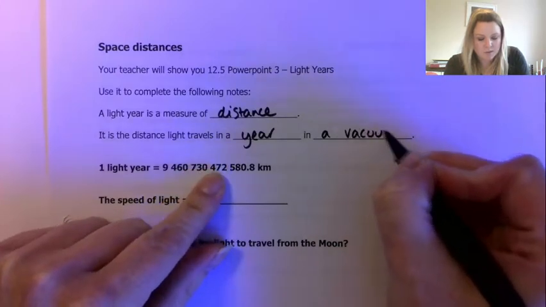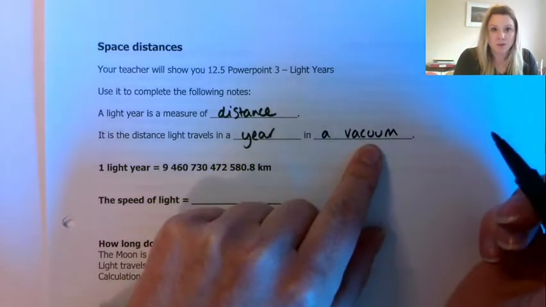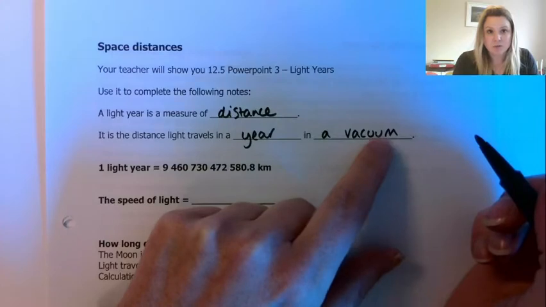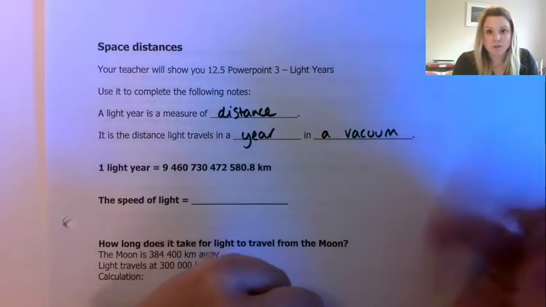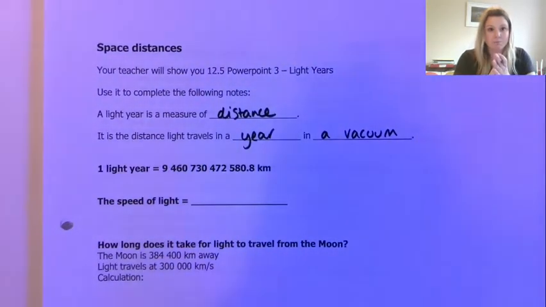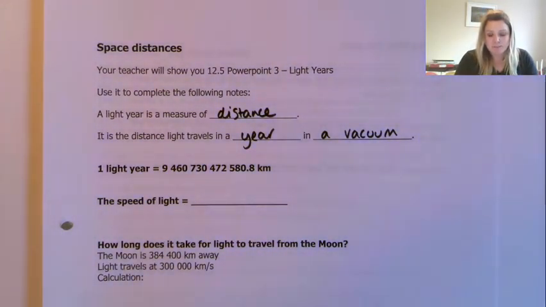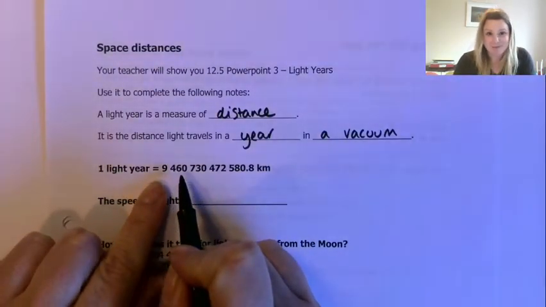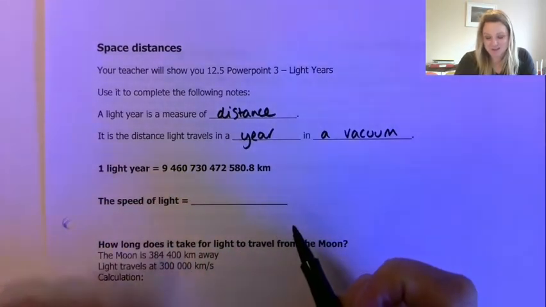Just to remind you, we talked about what a vacuum was when we were learning about infrared radiation. Do you remember? It's when there are no particles whatsoever. So space itself is a vacuum. That massive distance that light travels in a year is called a light year, and it's used to record distances in space. I'm not even going to try and read that number, but that's how many kilometers it is.